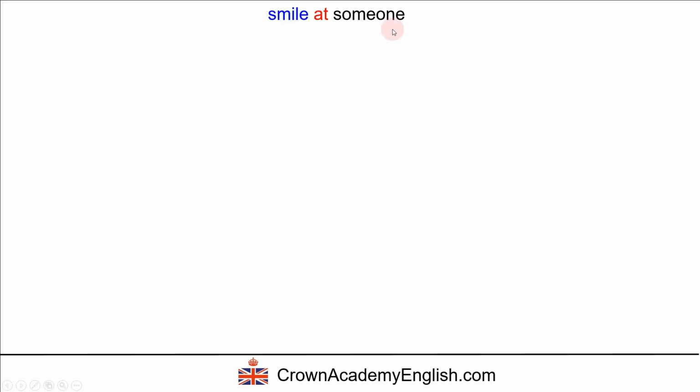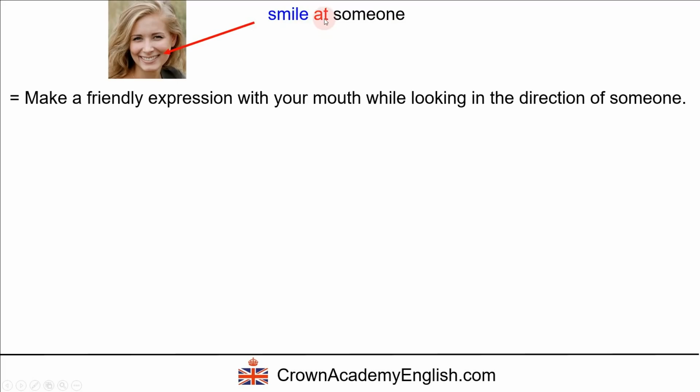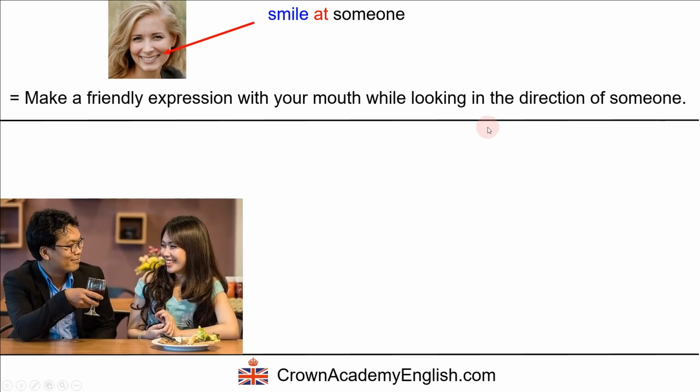Smile at someone. So what does smile mean? Well, here we are. This is a smile. It's also a noun. So we can say this is her smile. And we can also say she is smiling. So to smile at someone means to make a friendly expression with your mouth while looking in the direction of someone. So here is another example. Jane is smiling at David. And David is also smiling at Jane.